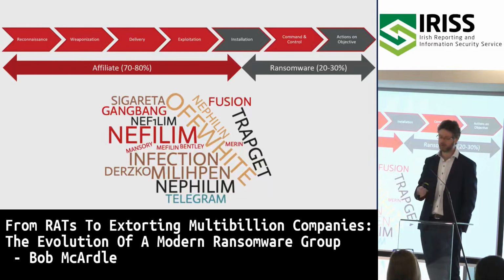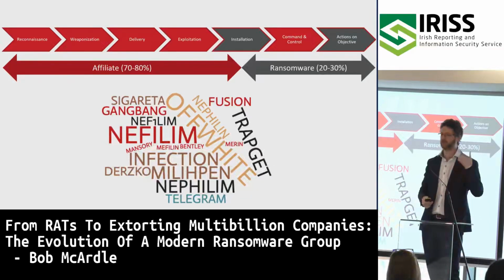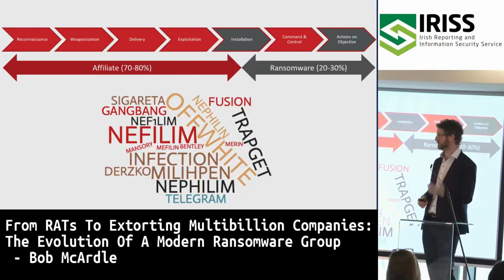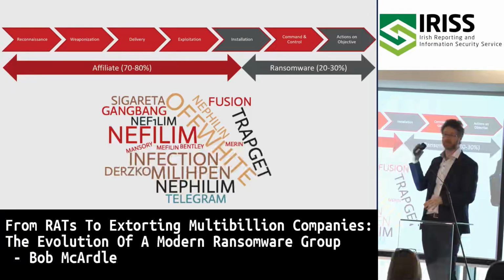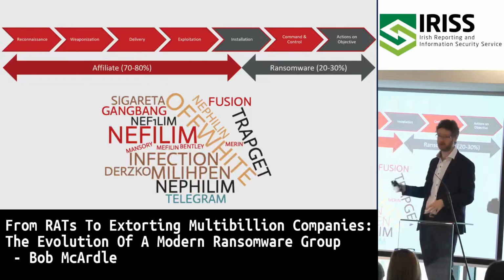So what does happen with these ransomwares is they constantly evolve their code to get faster or add features and so on that their customers want. And in the case of Nephilim, they keep adding different extensions to the end, which is this kind of word cloud that you see here.